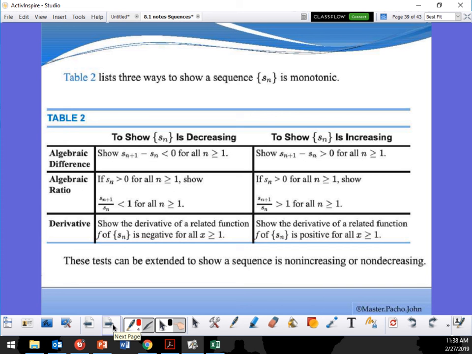Okay, three ways to show a sequence is monotonic: the algebraic, the ratio, and the derivative. Show the derivative of a related function is negative for all x greater than or equal to 1 to show it is decreasing. To show it is increasing, show the derivative of a related function is positive for all x greater than or equal to 1. The test can be extended to show a sequence is non-increasing or non-decreasing.